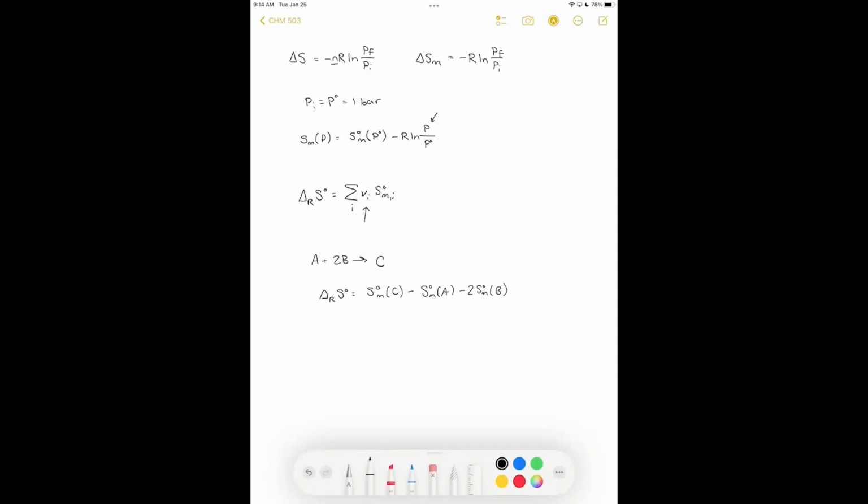So while all entropies must be positive, delta S's, the changes in entropy for reactions, do not have to be positive because they are sums of different values of entropy.